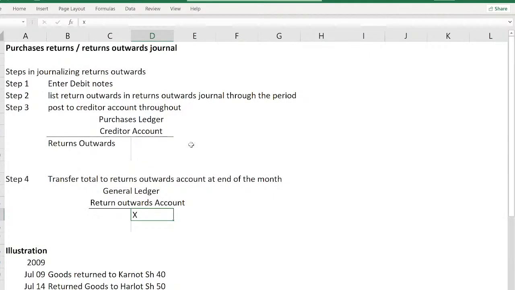So that is all about the purchase returns. Let me give you a moment to take some notes on that.